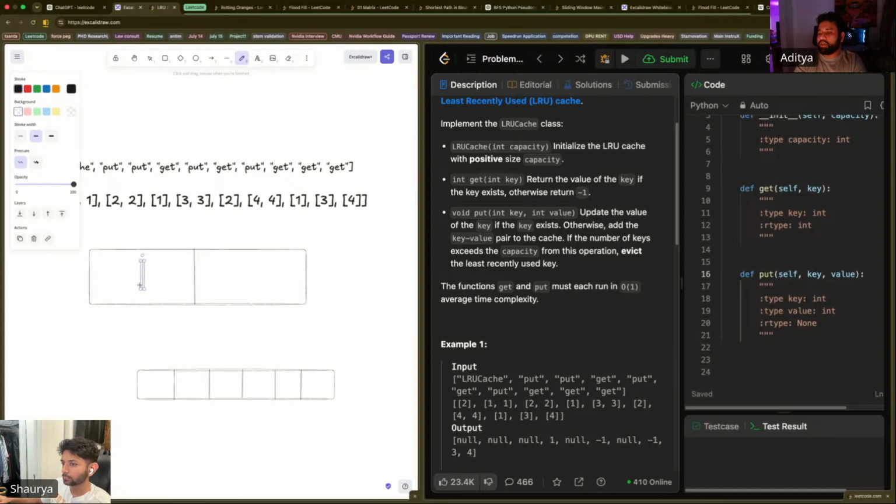So this is 1 and this is 2, but the key of this is 1 and the key of this is 2. And now it's saying get. Get is just the key. So get of 1, right? So get key 1. What is get going to do? It's going to remove the value of key 1, right? So this is going to be popped out.